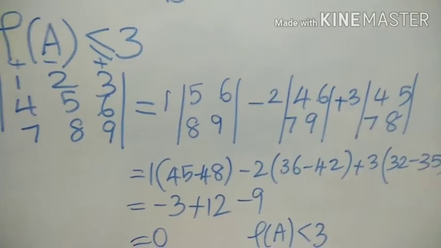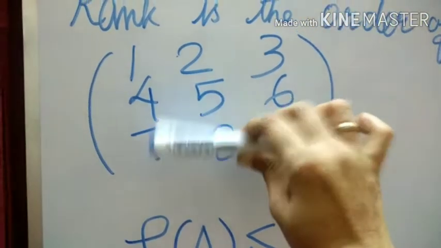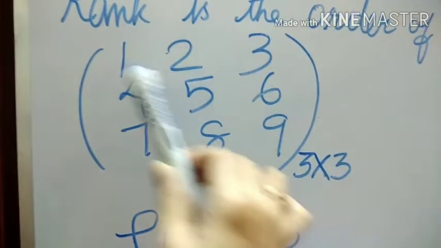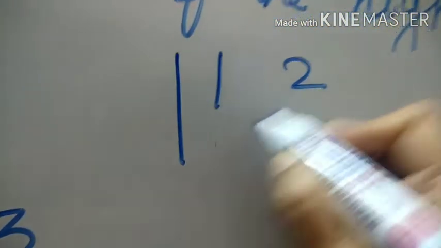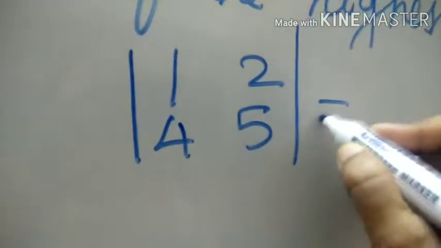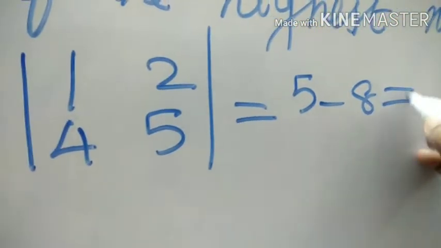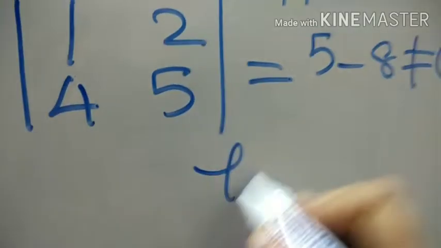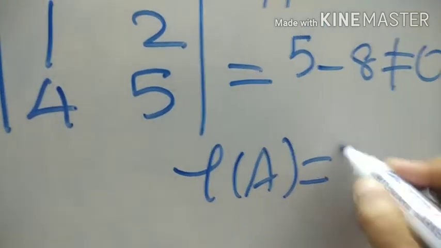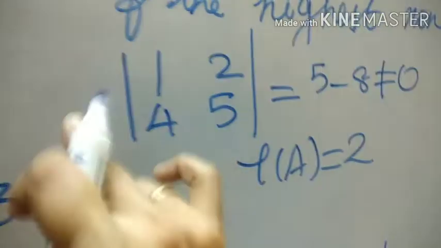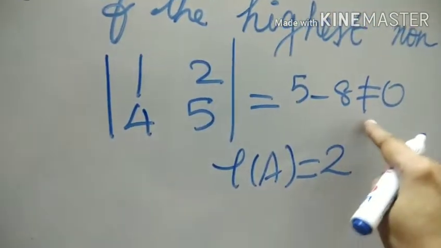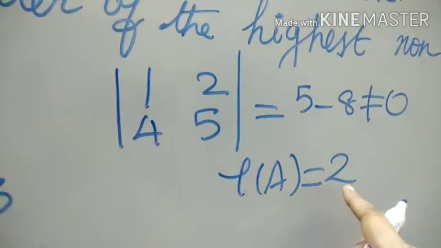Now proceeding on to the minors. What do you mean by minors? Hide a row, hide a column. See, I am hiding third row and third column. What am I left with? 1, 2, 4, 5. So let me proceed with a minor. 1, 2, 4, 5. What is my answer? Product minus product. Say 5 minus 8, that is not equal to 0. Immediately I can declare rank is equal to 2 because second order determinant is not equal to 0. So the rank is equal to 2.